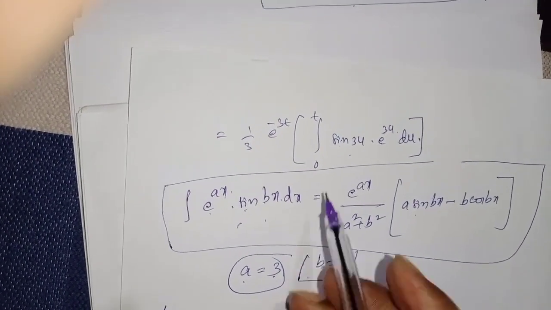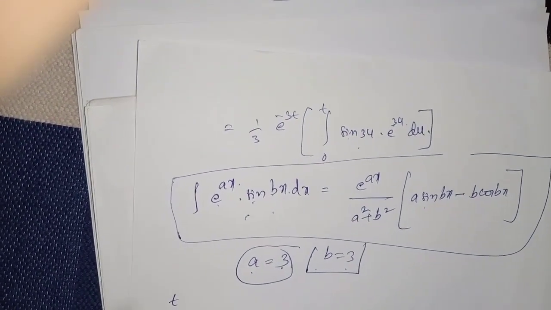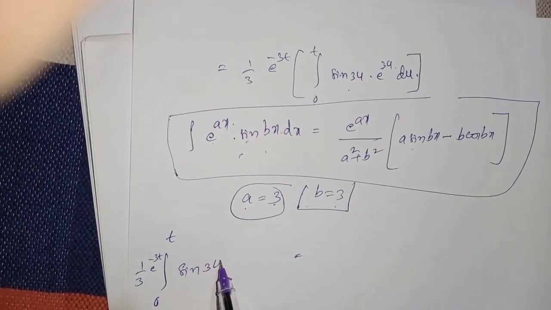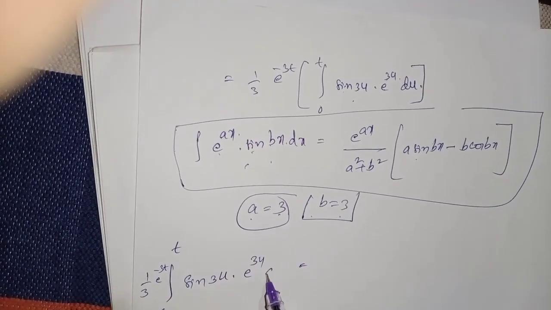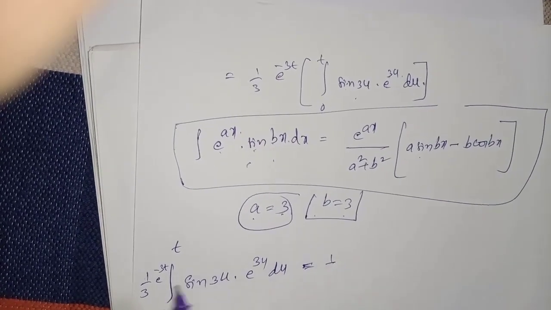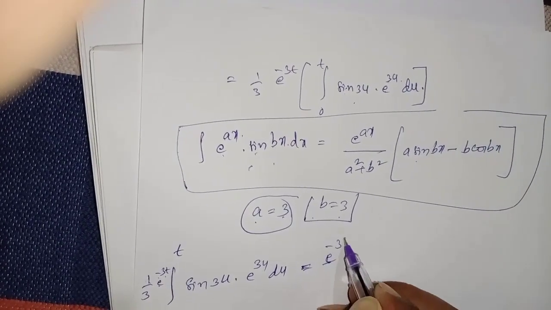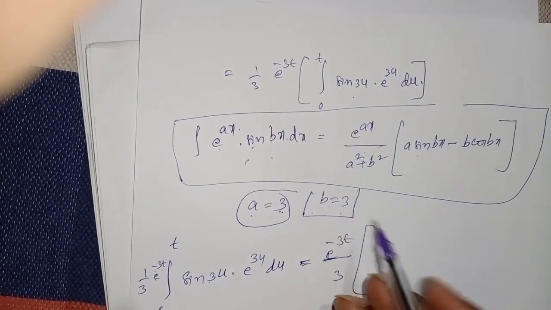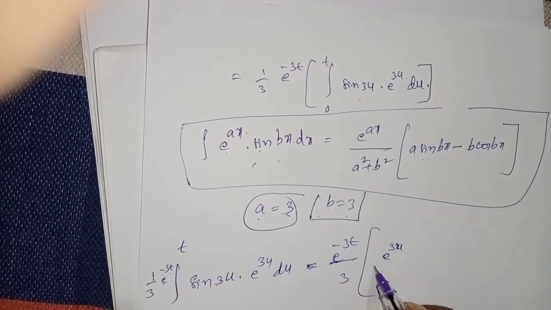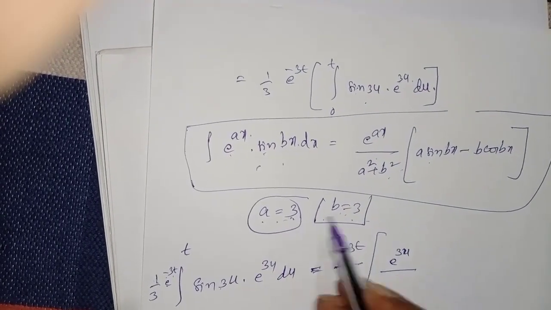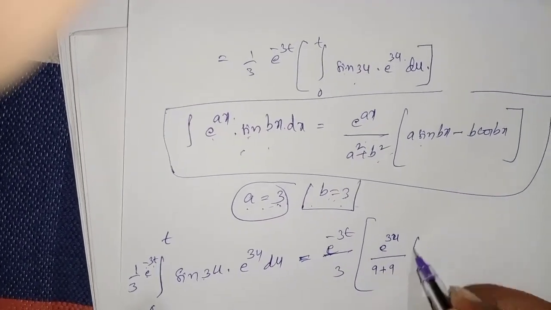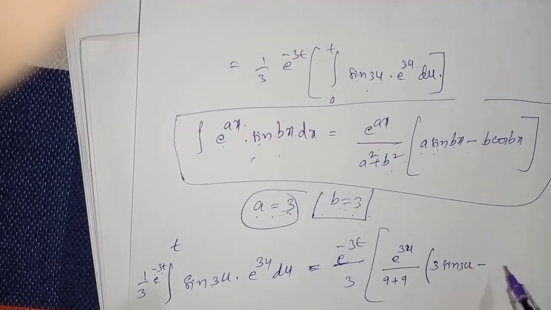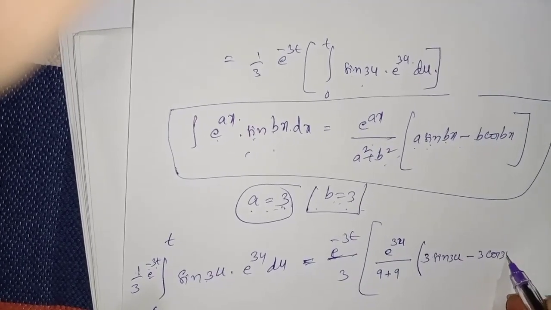That is equal to integral 0 to t. Before that this is multiplied by 1 by 3, 1 by 3 e to the power of minus 3t into sine 3u into e to the power of 3u du, which is equal to 1 into e to the power of minus 3t by 3 whole into, substitute in the formula, e to the power of ax, a is equal to 3, so e to the power of 3u by a square plus b square, both are equal, so this is 9 plus 9 into a sine bx, 3 sine 3u minus b, 3 cos 3u.